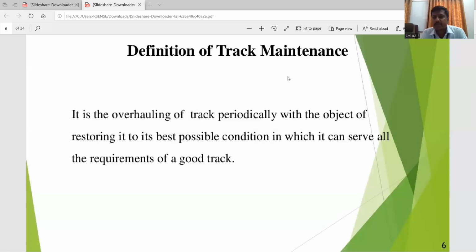So what is the definition of track maintenance? At first we will discuss. It is the overhauling of the track periodically with the object of restoring it to its best possible condition in which it can serve all the requirements of a good track. Now we know the requirements of a good track, correct? We have studied it. So what is track maintenance? We are going to maintain our track system in such a way that it will remain in the best possible condition.